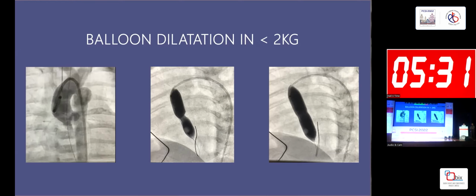Pacing is usually very difficult in preterm babies, and since the cardiac output is not too much, you usually don't do it. You need it. And always use small balloons in case you want to dilate the aortic valve.